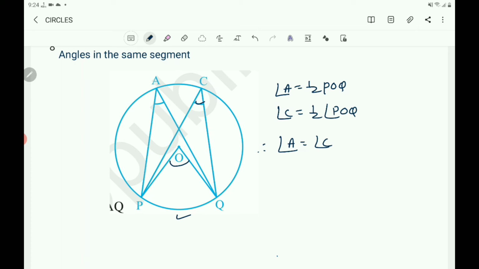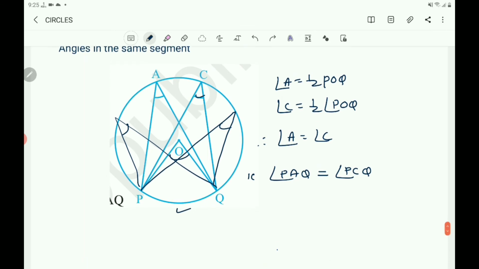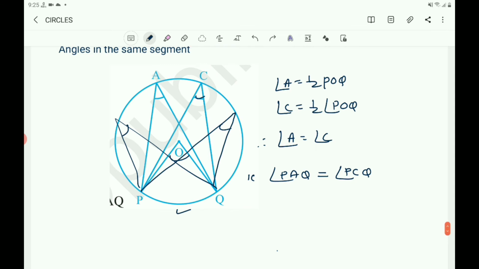Angle A means which angle it is? Angle PAQ. And angle C means angle PCQ. That is, angle PAQ is equal to angle PCQ. Similarly, you can draw any number of angles in this segment made by this arc, and all are of the same measurement. Therefore, you can conclude that angles in the same segment of a circle are equal.